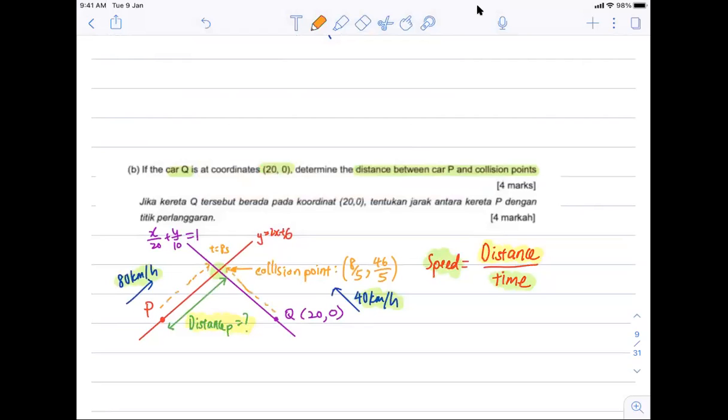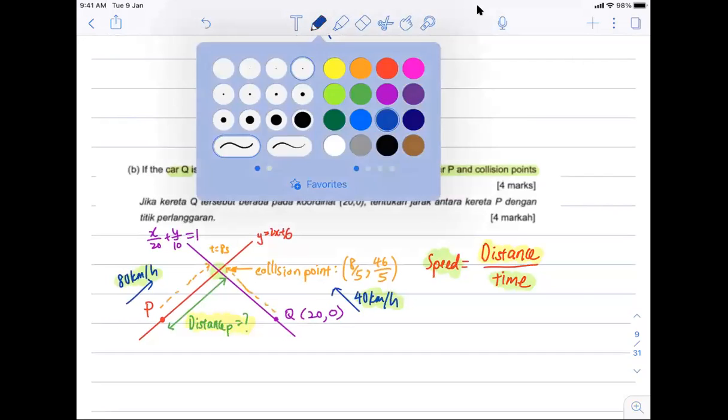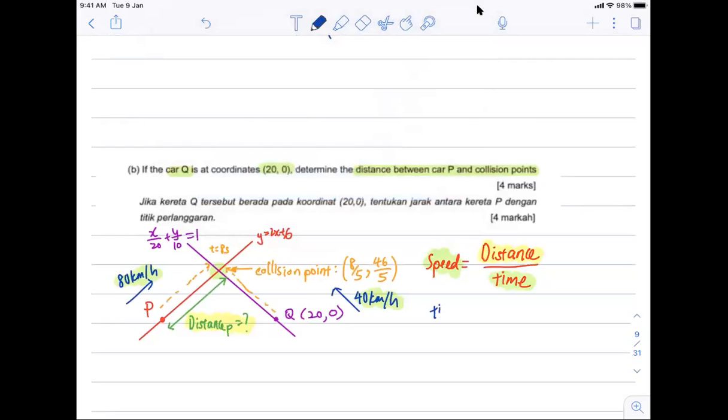Let's say P suddenly moves very fast. Let's say P arrived at the collision point in 1 second, but Q arrived at the collision point in 8 seconds. They will not collide. So in order for a collision to happen, we can establish the fact that time P must be equal to time Q. Both car P and car Q must arrive at the collision point at the same time.